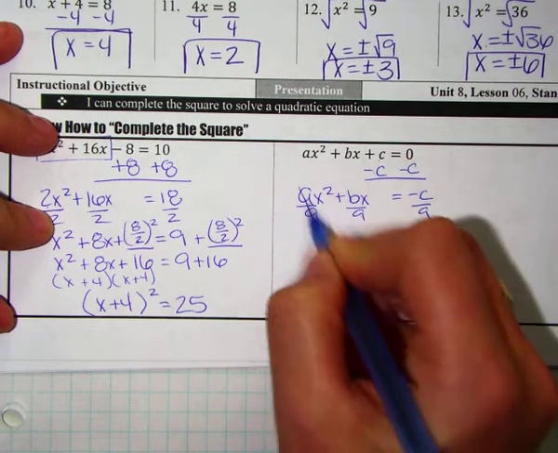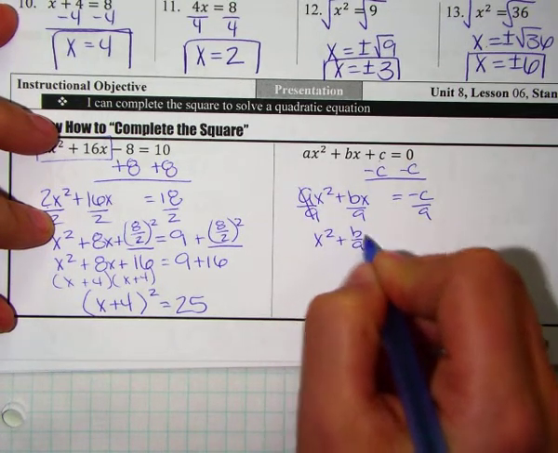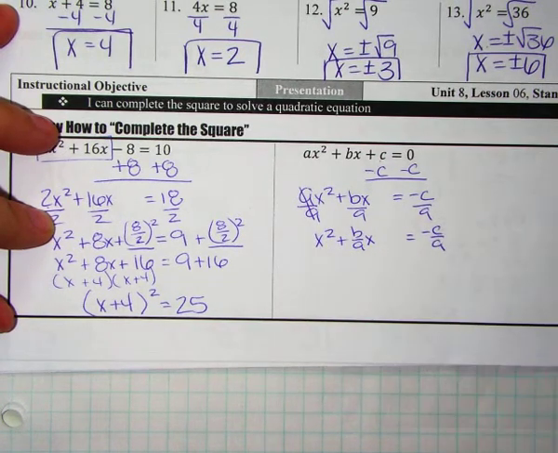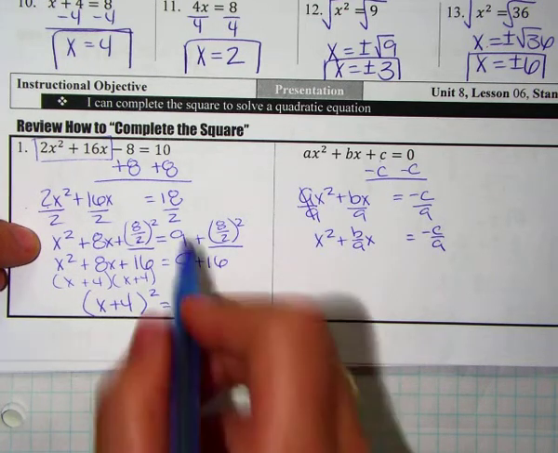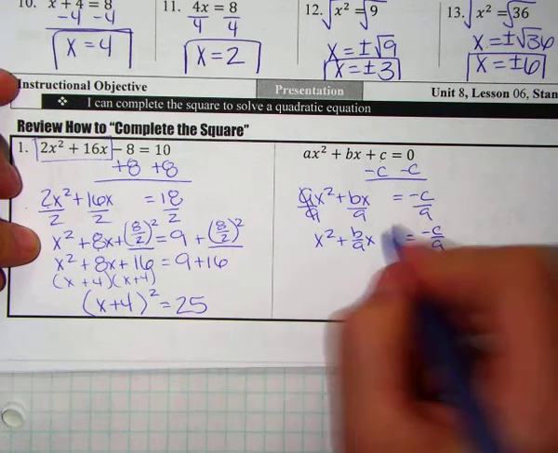This is where things get a little bit complicated. We're left with x squared plus b over a x equals negative c divided by a. What we did next is we took the middle term, divided it by 2, and squared it.